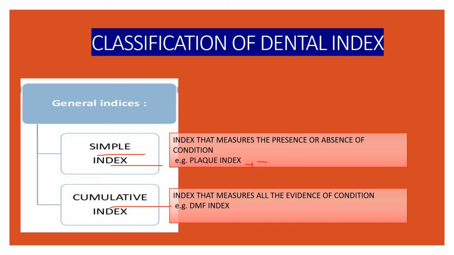When you talk about the cumulative index, cumulative actually means addition of two, three, so many things, right? It is an index that measures all the evidence of a condition, like DMF. It also tells about the past and the present. Present, like the tooth is filled, that is telling about the present. It tells about the past too: that the tooth has been missing, it has been grossly carious and therefore root stumps are present, that the tooth might have got traumatized, or the tooth might have had RCT done. So you get to know so many conditions of the present and past.